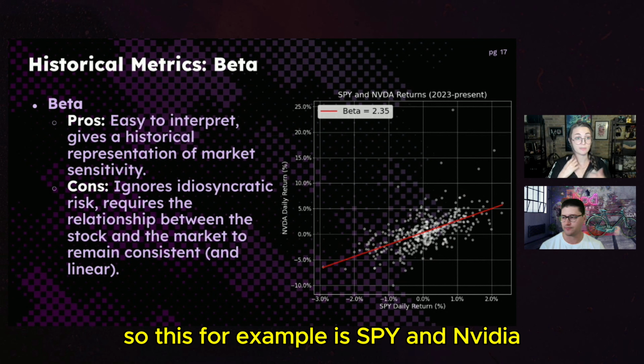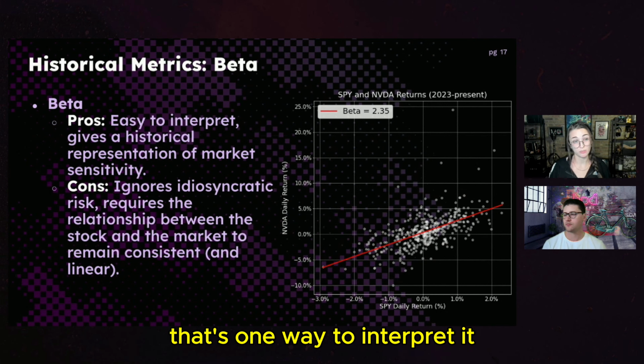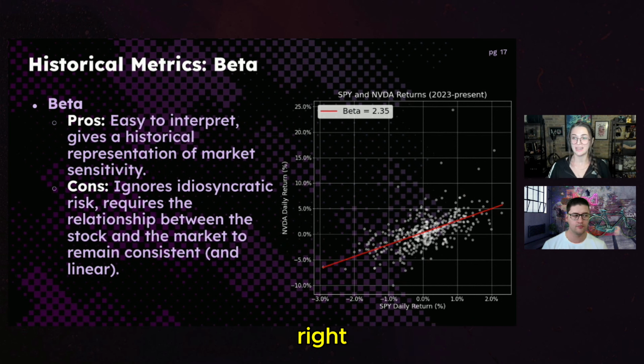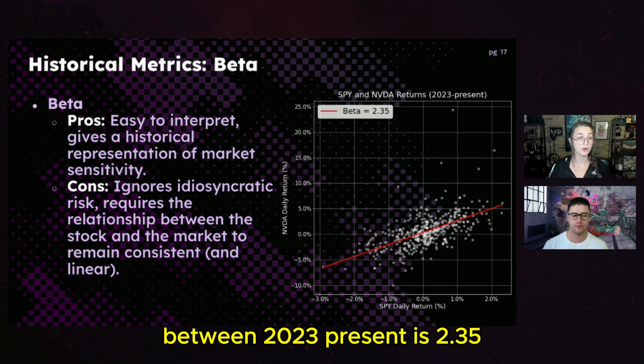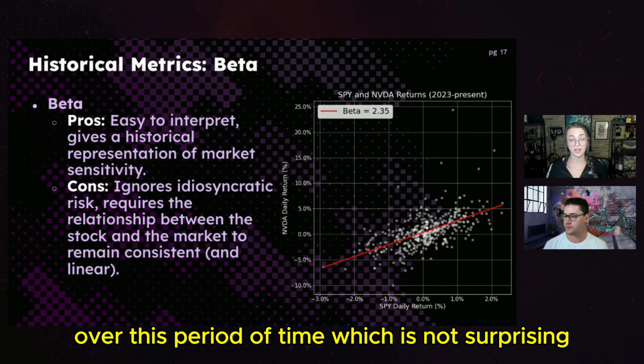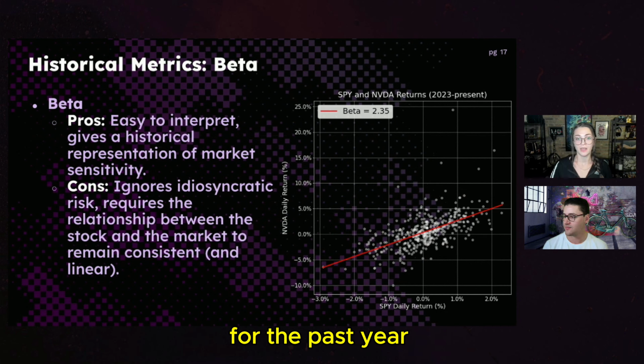So this can be incredibly useful for measuring volatility relative to some benchmark. This, for example, is SPY and NVIDIA. The beta is really just the slope of this line. That's one way to interpret it. And the beta between NVIDIA and SPY from 2023 to present is 2.35. So significantly more volatile than the market over this period of time, which is not surprising for anybody who hasn't been under a rock for the past year.